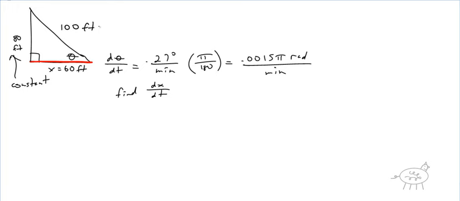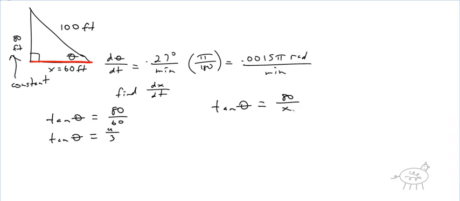And you're wondering, why do we really need this? But let's come up with, we're trying to find dx dt. Do you agree I can write this as tangent of theta is the opposite over the adjacent, or 80 over 60? So tangent of theta, if I reduce that, is 4/3. And the reason I'm doing that, let me write this out here: tangent of theta is equal to 80 over x.